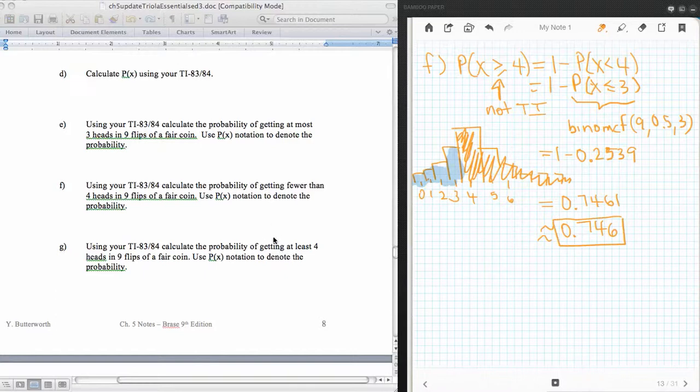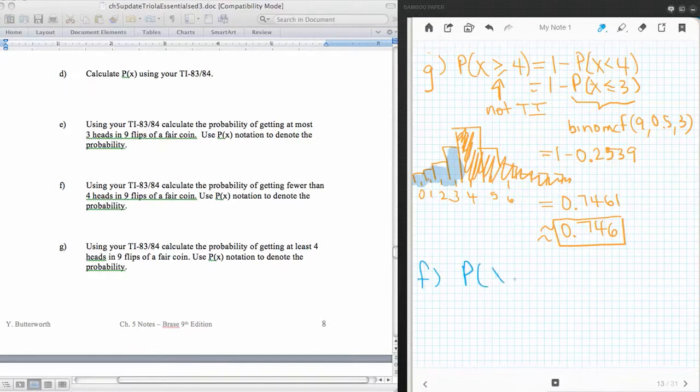All right, now moving on to part G, calculate the probability of getting at least 4 heads in 3 flips of a coin. So, oops, that was G. I'm sorry. This was G. I read G and not F. So that was G. And then F was fewer than 4 flips. So let's go and do the F that accidentally got missed.